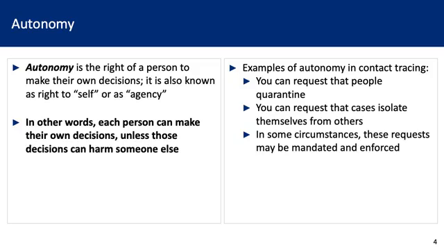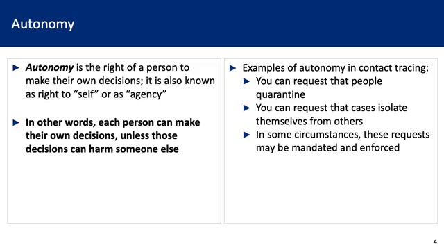In the case of contact tracing, it means that people can make their own decisions, but if they're not isolating themselves or not quarantining themselves, that could harm someone else. It does put other people at risk. So they do have some limits on their autonomy, or their ability to make their own decisions, within the context of contact tracing.